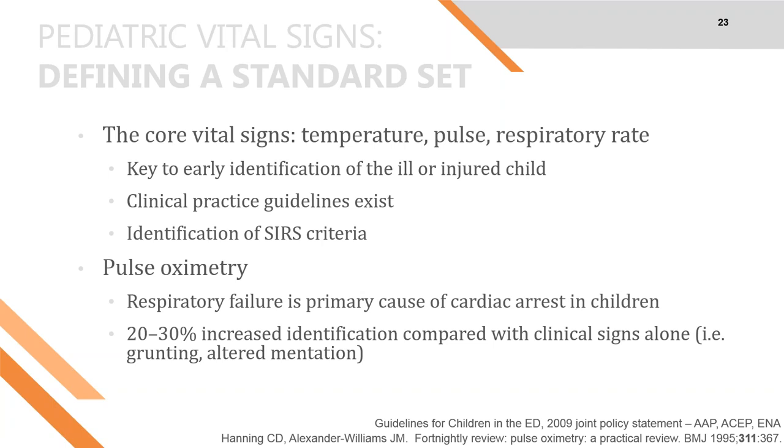And so, as you saw from the national data, across the board, all children are receiving these baseline three vital signs at minimum. But we also know that pulse oximetry is a critical element. When we know that the leading cause of cardiac arrest in children is respiratory failure, this becomes more important. Through the use of pulse oximetry, this may increase the identification by 20 to 30% of children with respiratory distress compared to just using clinical signs alone, such as grunting or altered mentation. And so this increases our threshold for identifying those children at risk for early deterioration.